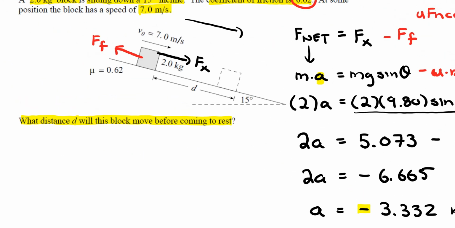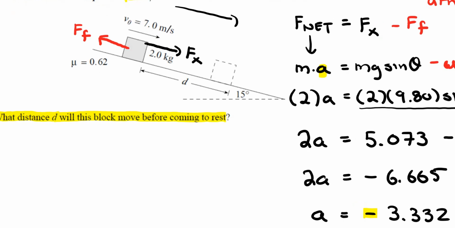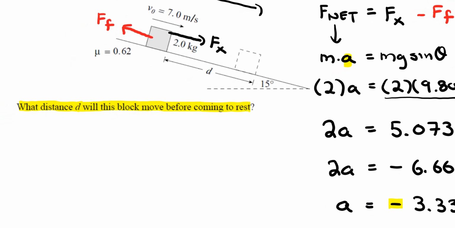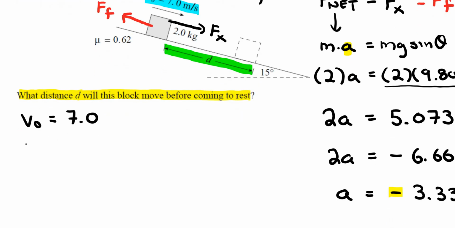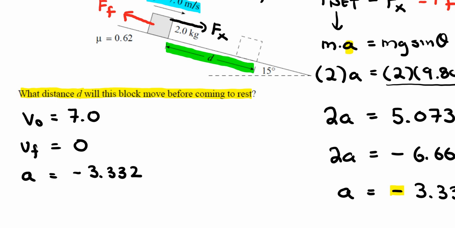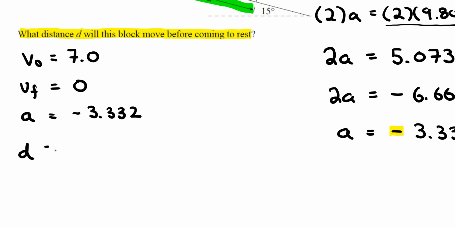Okay. All right, so now that we have the acceleration, let's go ahead and find the distance traveled by this block. The question tells us our initial speed, which is 7 meters per second. Our final speed is going to be 0 because it comes to a stop. And the acceleration that we found from our F-net equation is negative 3.332 meters per second squared. And we want to find the distance traveled.